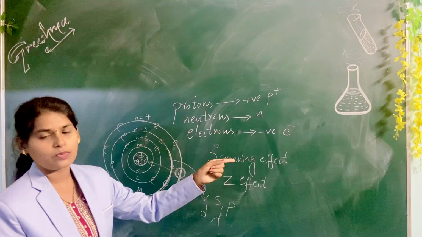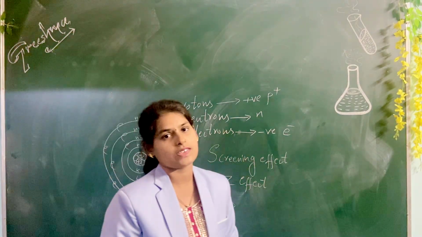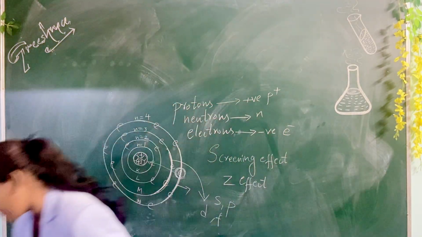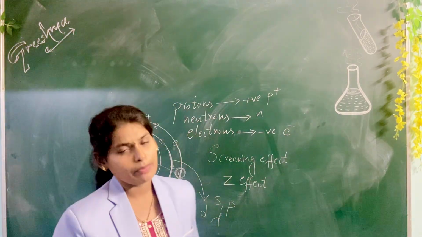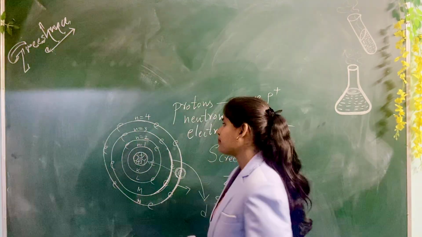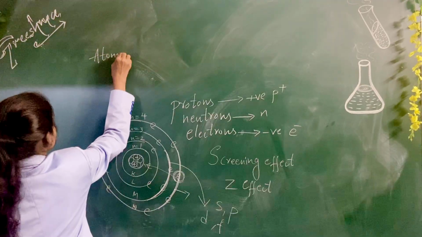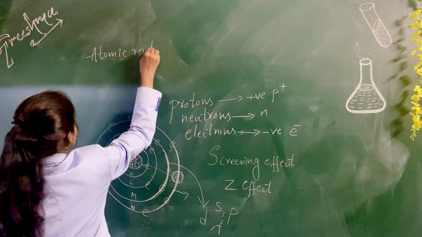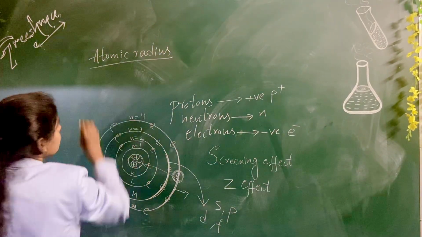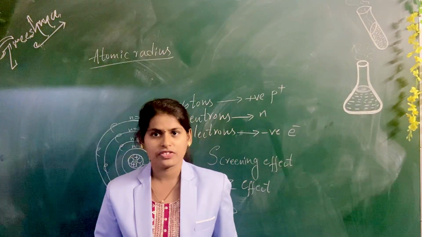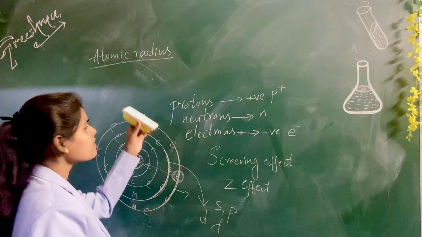Next, let us discuss what trends we are going to see in the periodic table. We have different trends in the periodic table like atomic radius and ionization enthalpy. First let us discuss atomic radius. We have different variations in the periodic table. So what is atomic radius?